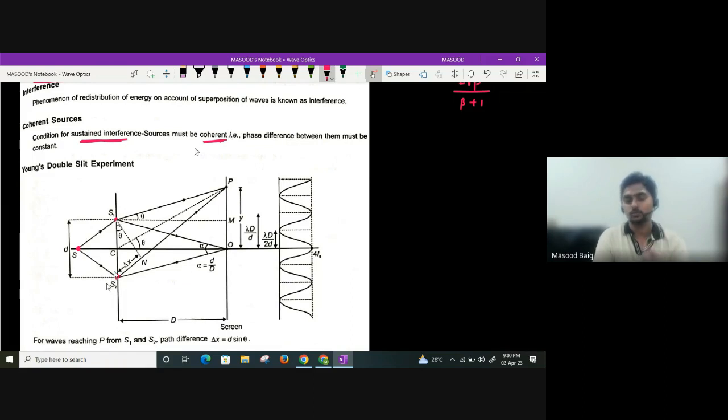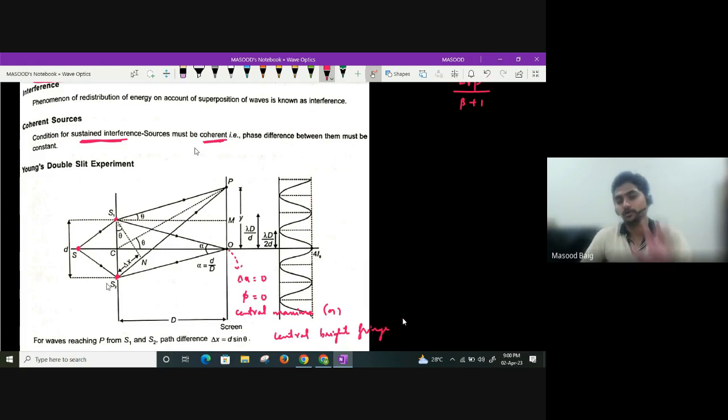So will there be any path difference? No. After crossing the slits, S1 to O, S2 to O, same distance or not? Yes. So at point O, is there any path difference? No path difference, and no phase difference also. At whichever point you don't have path difference or phase difference, there you are going to have central maxima formation, or central bright fringe formation, guys. So always remember, central maxima will be formed at a point where there is no path difference, where there is no phase difference.